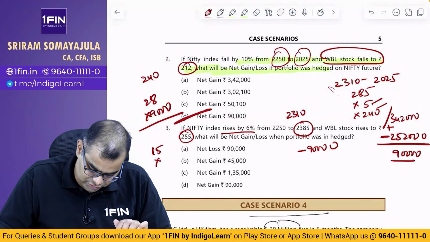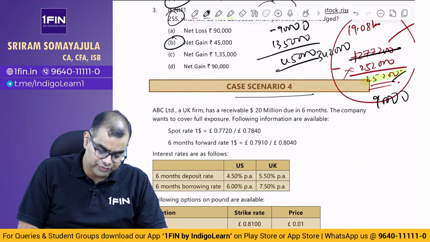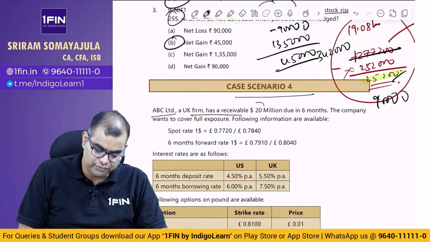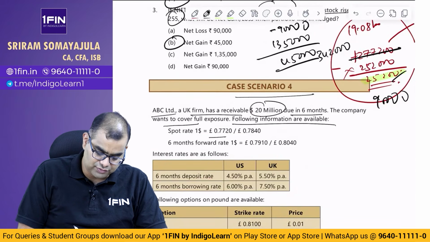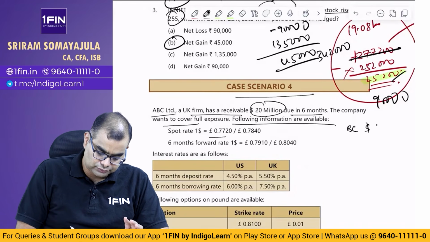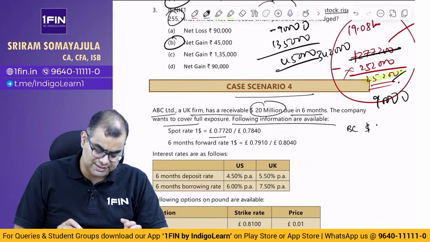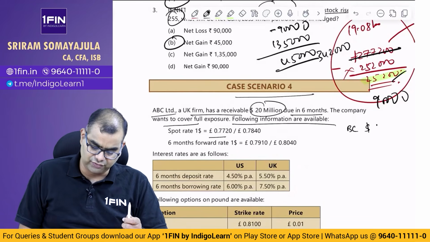Okay. Now, let us move to the next question, case 4. Next is case scenario 4. What is there in this? ABC Limited, a UK firm, has a receivable of 20 million due in 6 months. The company wants to cover the full exposure. Following information is available. Spot rate is $1 equal to so many pounds. What is the base currency here? Base currency is dollar. And this is bid, this is ask. The 6 months forward rate is $1 is 0.7910 and 0.8040.